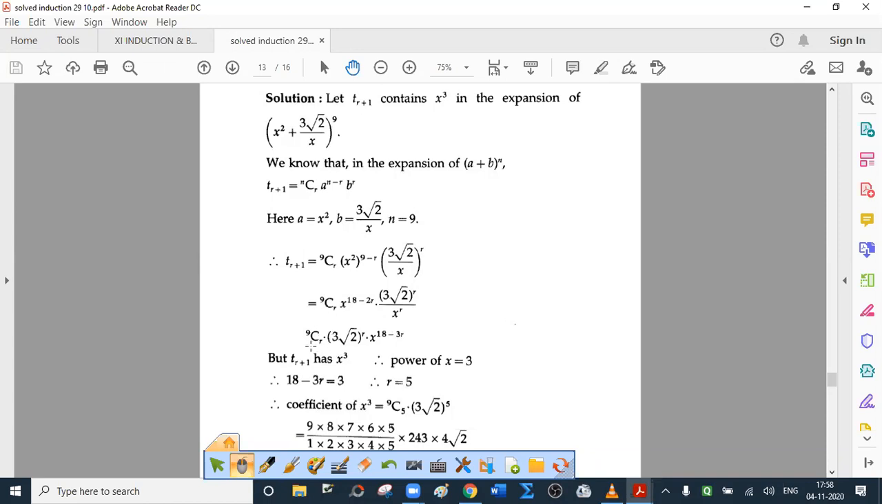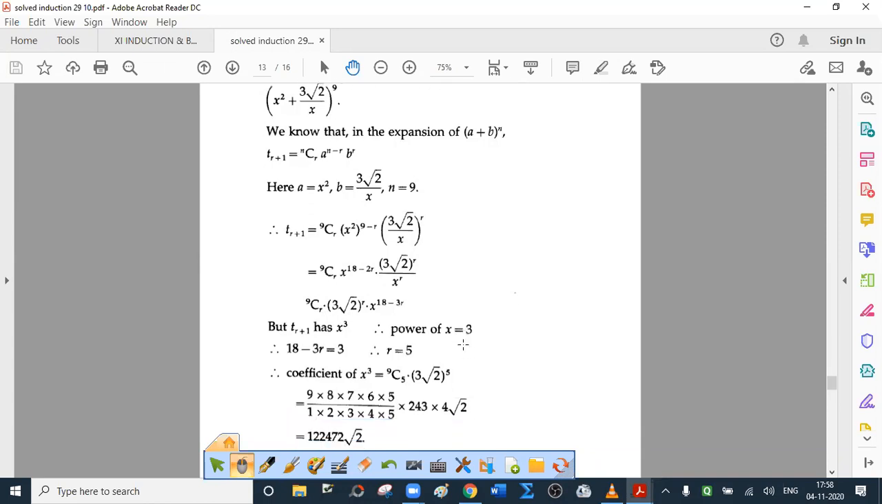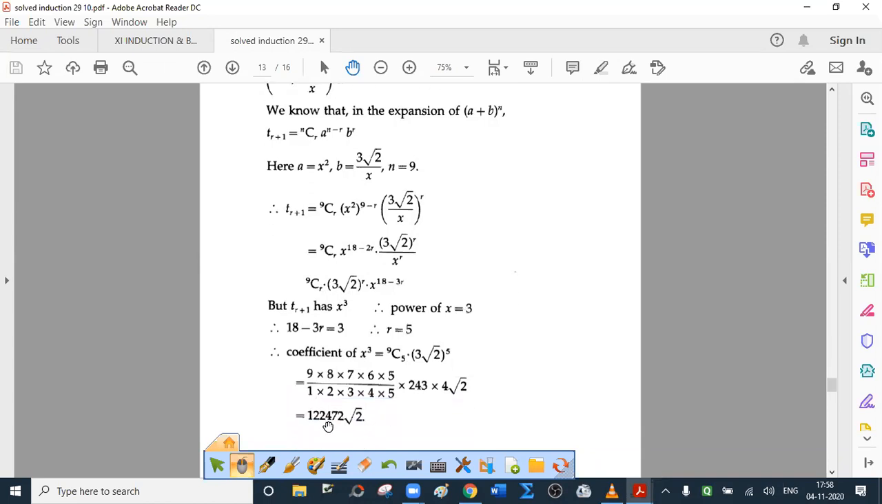Simple. It is 9c5 (3 root 2) raised to 5. Do not write this x part because obviously this is x cube. We are asked to find its coefficient. So on simplification, you get 122,472 root 2 as the coefficient of x cube in the expansion.